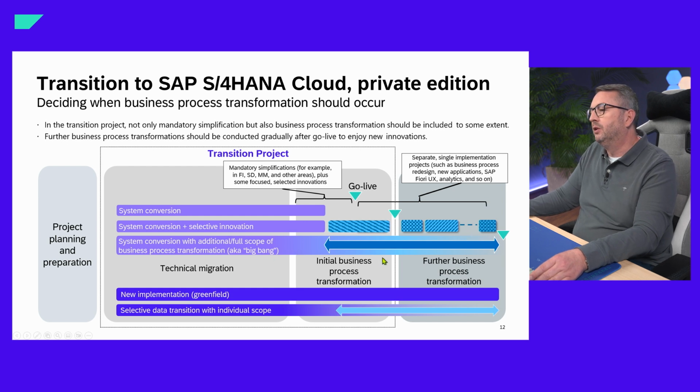Or you can still do a big-bang installation, in the sense that you take all the envisioned innovations into the same project, which you wouldn't necessarily always want to do. If you do a new implementation or, to some extent, a selective data transition with a very individual scope, here in those latter two areas you're always forced to scope with the full scope of your business processes, and you have to have them ready from when you want to go live.